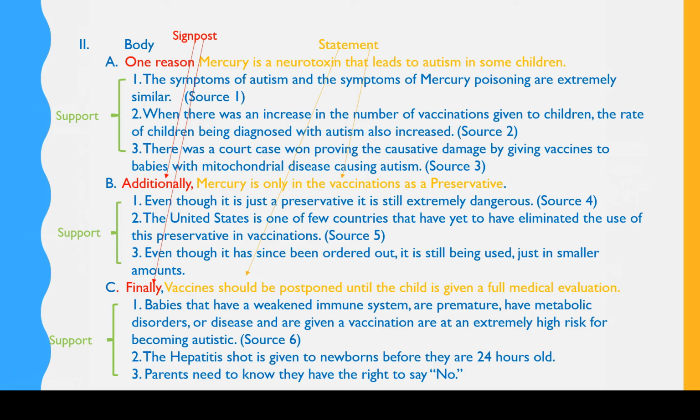So you can see her Roman numeral 2 is body. Then she has her letter A, and then she has her 1, 2, and 3. Those are her supports. Now, that's not her entire speech. She didn't write it out word for word. She just wrote a complete sentence about what her supports are, and that's what I want you to do.